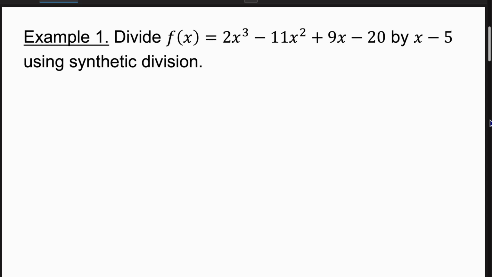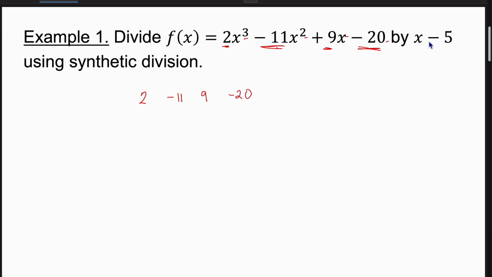Let's divide f of x equals 2x cubed minus 11x squared plus 9x minus 20 by x minus 5. So, first na titignan, naka-descending order ba siya? Yes, kasi 3, 2, 1, 0. Meron bang missing na term? Kung meron, i-fill in. So, 3, 2, 1, 0, complete naman siya. Then next, copy the coefficients. So, we have 2, negative 11, 9, and negative 20.